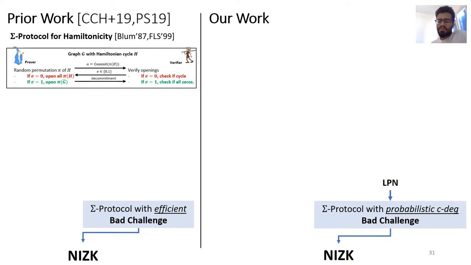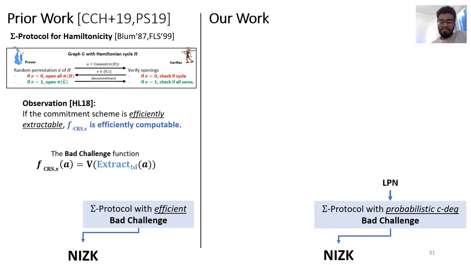So they start with the classic sigma protocol for Hamiltonicity, which in particular uses some commitment scheme. And they use the observation that if this commitment scheme is efficiently extractable, meaning that we can extract the values underlying some commitment only by seeing the commitment and possibly using some trapdoor, then the batch challenge function is efficiently computable. More specifically, the batch challenge function given A simply consists of first extracting the values underlying the commitment A, and then applying some polynomial time computation, which we denote here by V. So clearly, if both V and the extraction algorithm are efficiently computable, then so is the batch challenge function F.